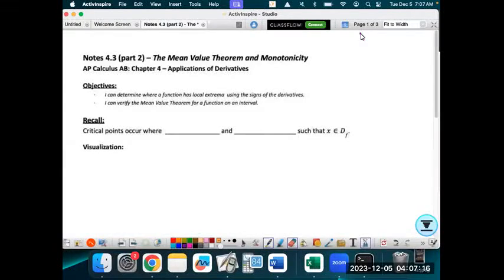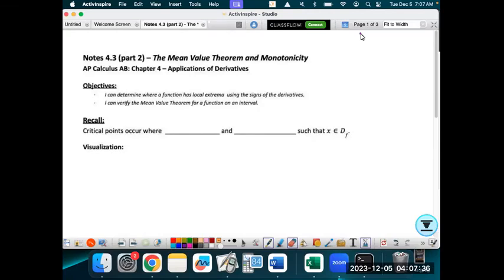Notes 4.3 part 2. In this set of notes, we will actually get into the mean value theorem, unlike from part 1, but we will also be looking at identifying local extrema using the signs of derivatives. So first thing that I want to talk about are critical points. Where do they occur? What do they look like? How do we find them?